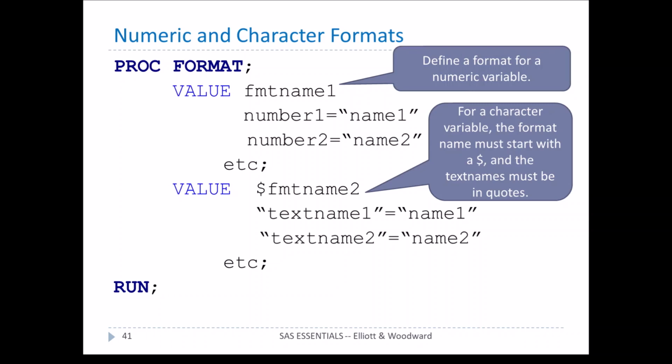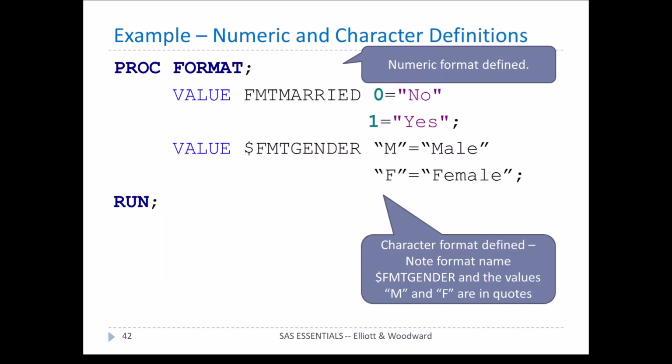Now, make sure you understand the difference here. At the top is a number format, and notice the number 1 and number 2 are not in quotes. But at the bottom, where we're formatting a text value, they are in quotes. This is a common mistake. So make sure you understand the difference between these two ways of creating a format. All right, so here we've created some formats: FMT_married, 0 equal no, 1 equal yes, and then a character one, $FMT_gender, where M equal male, F equal female.